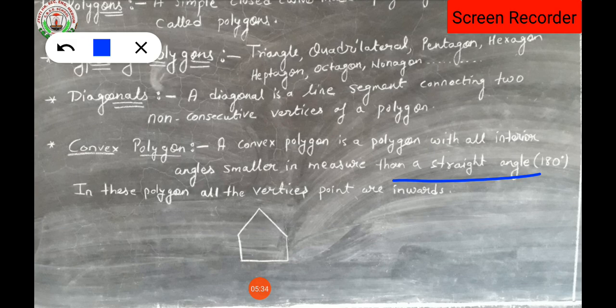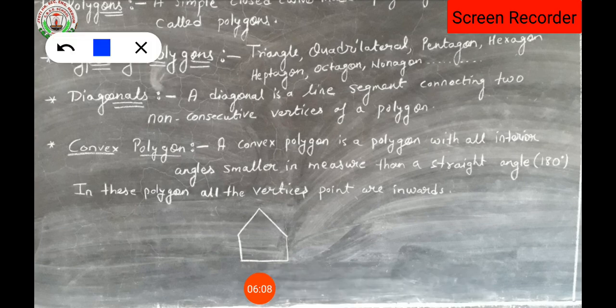A convex polygon is a kind of polygon whose interior angles are measured less than 180 degrees. Whatever the interior angles are, their measure should be less than 180 degrees. Such a kind of polygon is said to be a convex polygon. Have you understood?